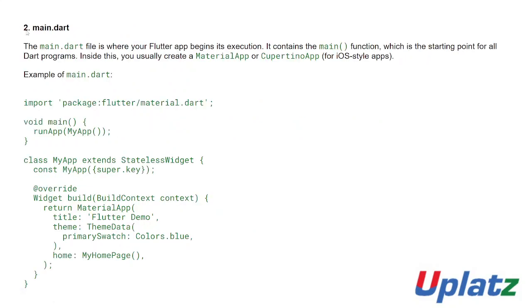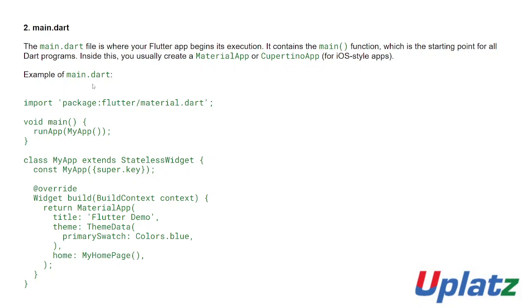Next, main.dart. The main.dart file is where your Flutter app begins its execution. It contains the main function, which is the starting point for all Dart programs. All Dart programs start at main, we know it. Inside this, you usually create MaterialApp or CupertinoApp. For iOS style apps, use CupertinoApp.